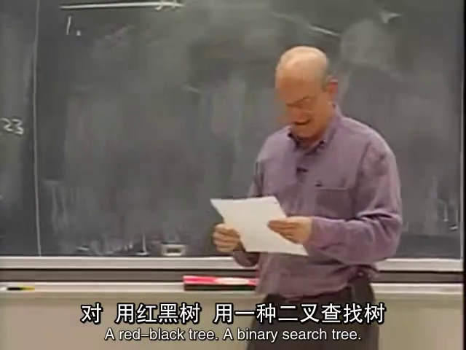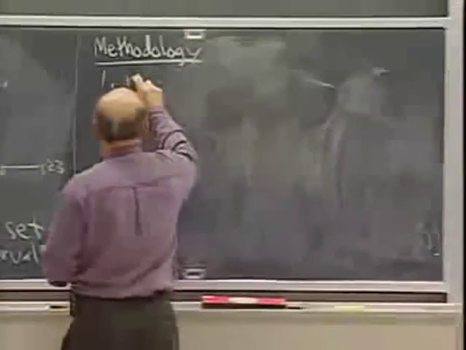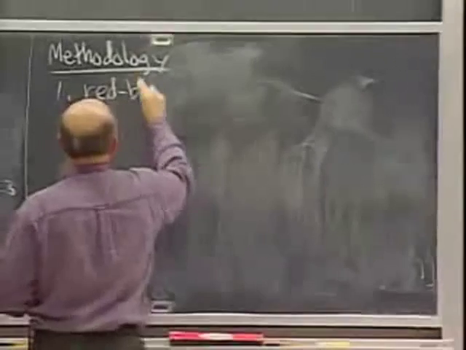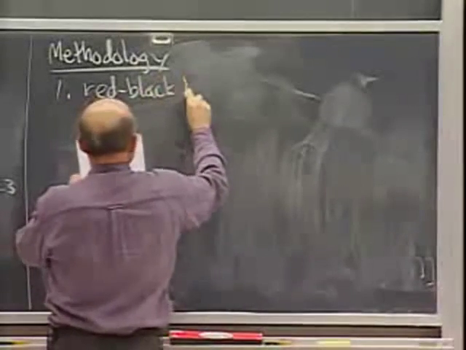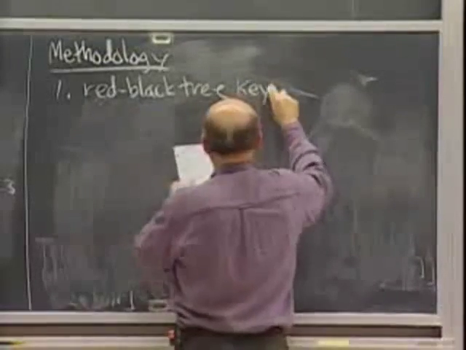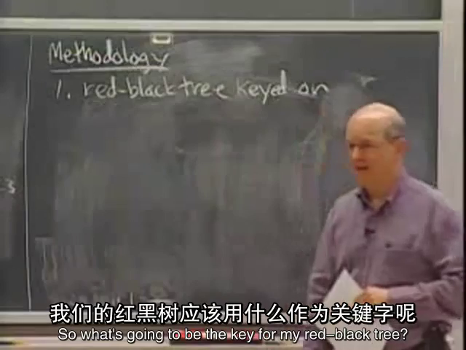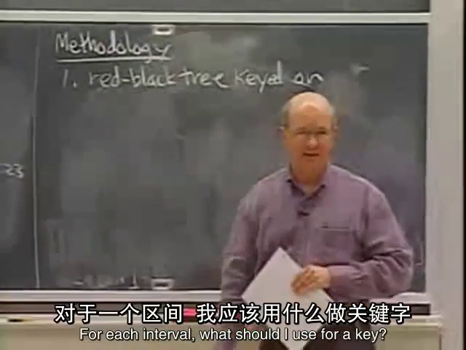A red-black tree, binary search tree. Yep, red-black tree. We're going to use a red-black tree. Oh, but I got to say what it's keyed on. So what's going to be the key for my red-black tree? So for each interval, what should I use as a key?